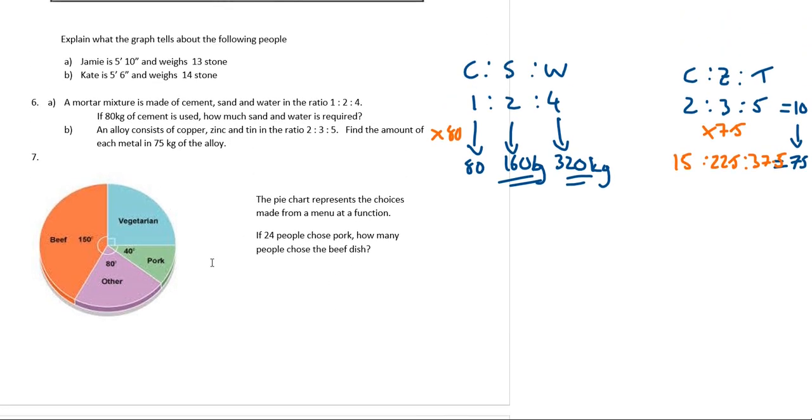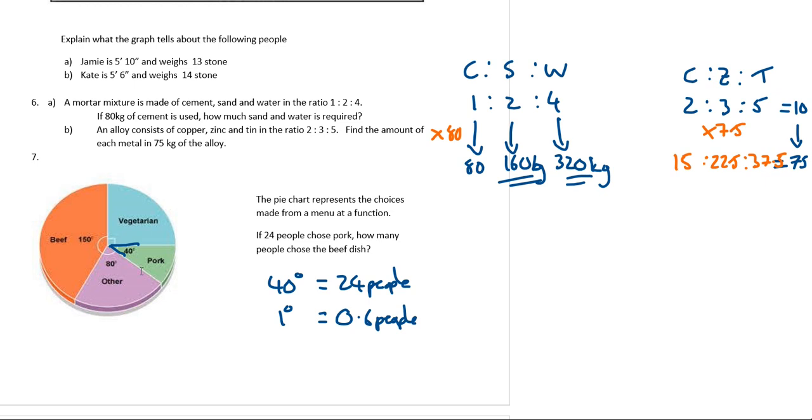And let's just do one quick question. The pie chart represents the choices made from our menu. If 24 people chose pork, how many chose the beef dish? So there's pork. So what I can say from this is that 40 degrees is equal to 24 people. So I'm going to work out what 1 degree equates to. So how do I get from 40 to 1? Well, I have to divide by 40. So I'm going to do the same to the other side of the equation. I'm going to say 24 divided by 40, and that gives me 0.6. So for every degree, that equals 0.6 people.